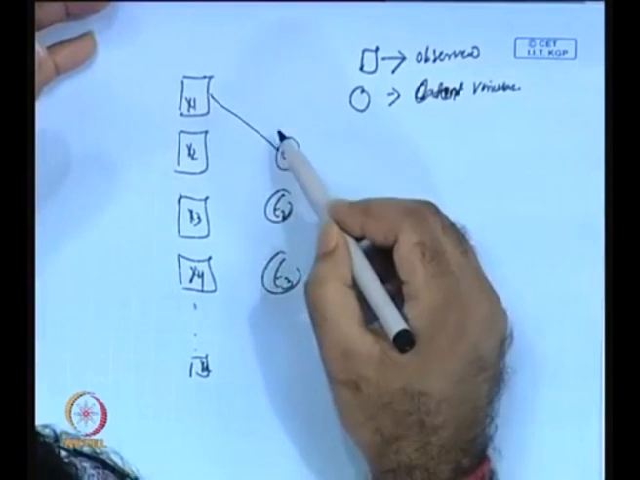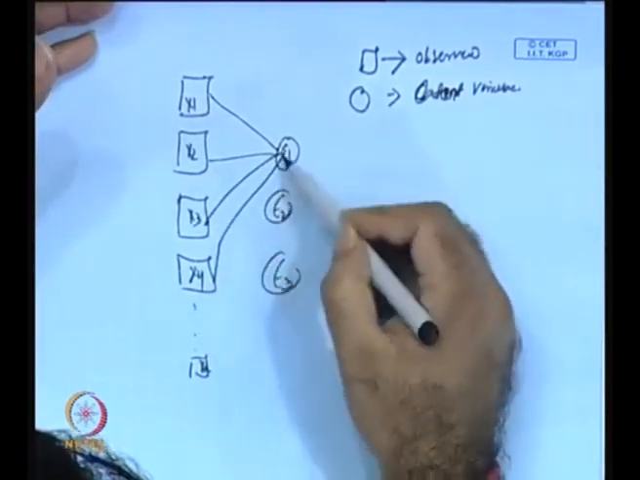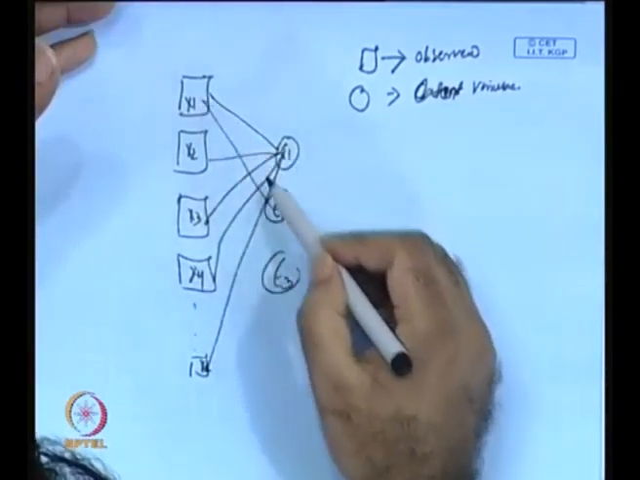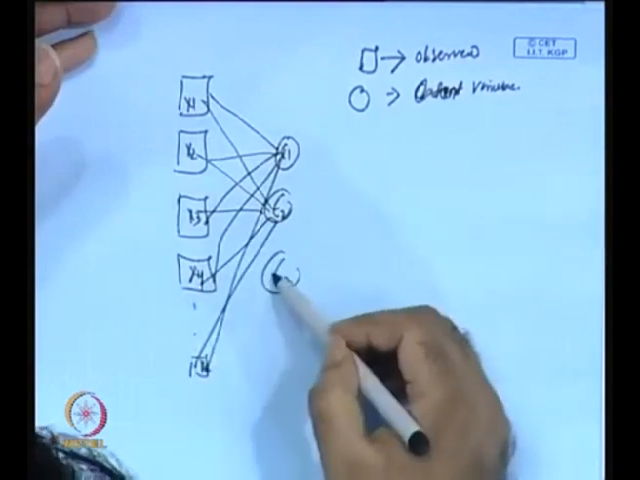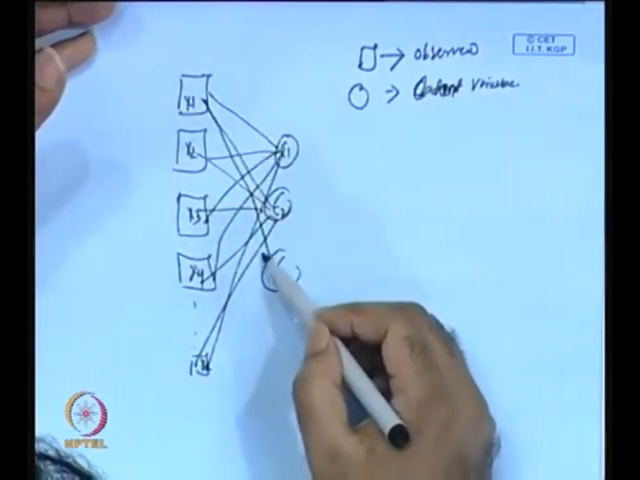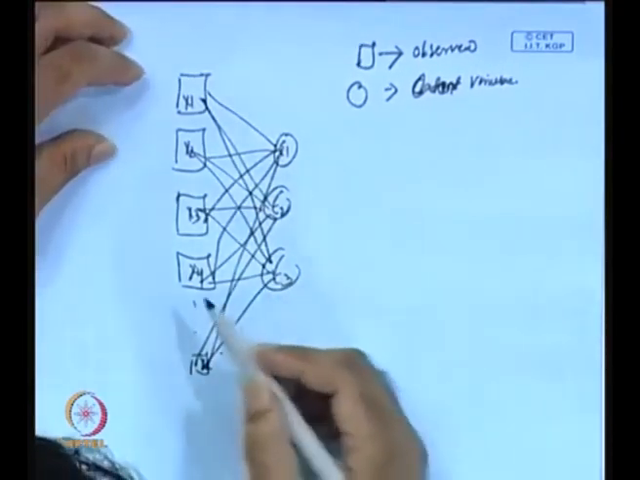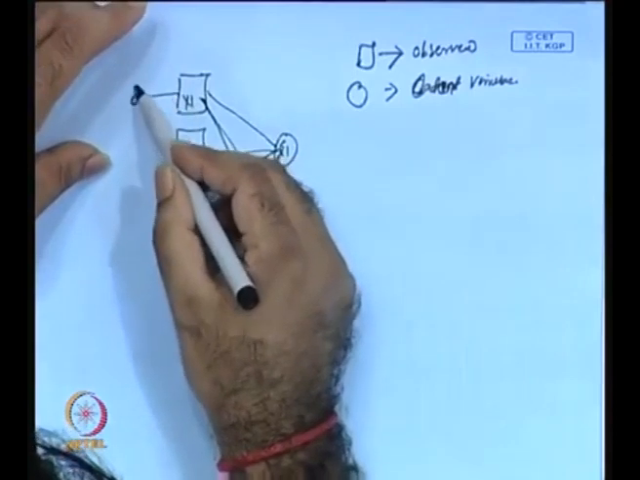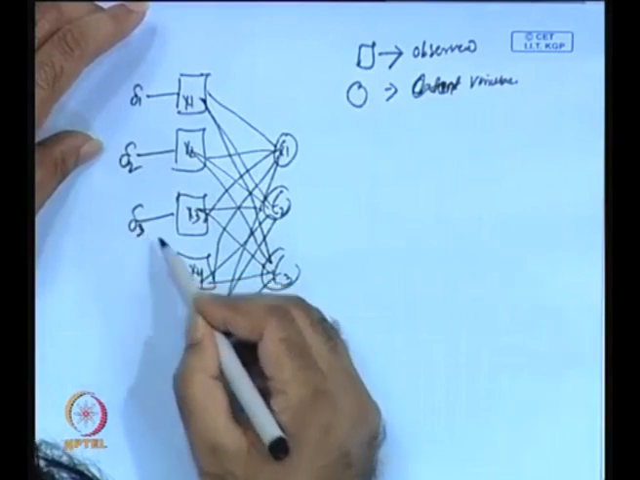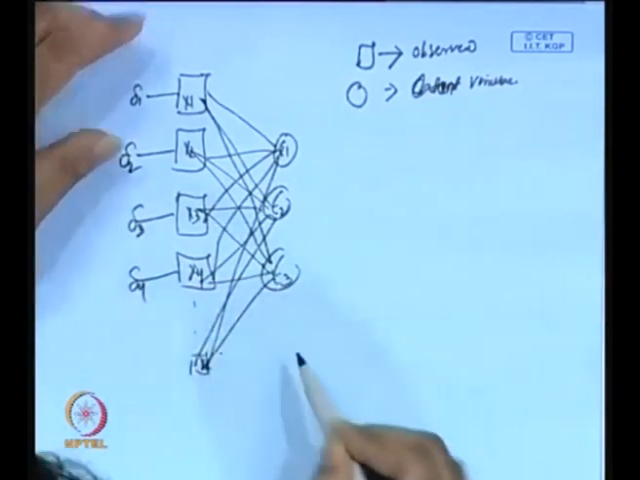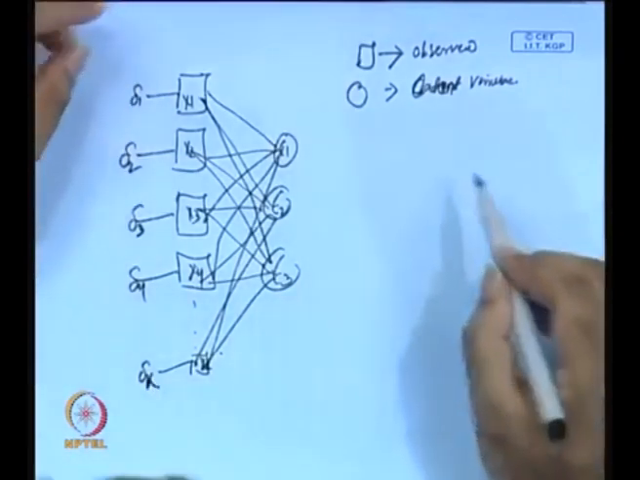So now we have to connect this way. Epsilon 1 depends upon x1, x2, x3, up to xk. Similarly, epsilon 2 depends upon x1, x2, x3, x4, up to xk. Similarly, epsilon 3 depends upon x1, x2, x3, x4 and xk. Corresponding to x1, we will call the error delta 1, this delta 2, this delta 3, this delta 4, and this delta k.